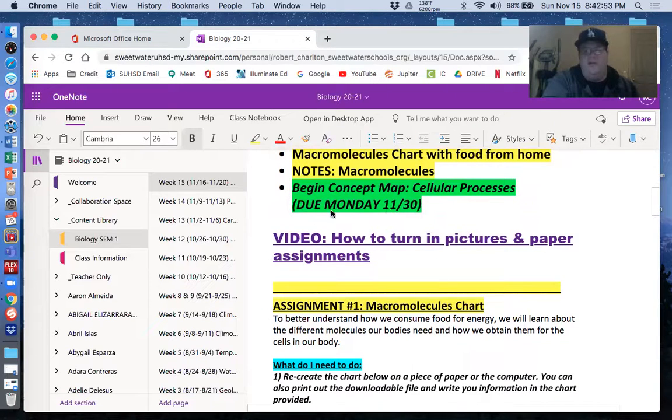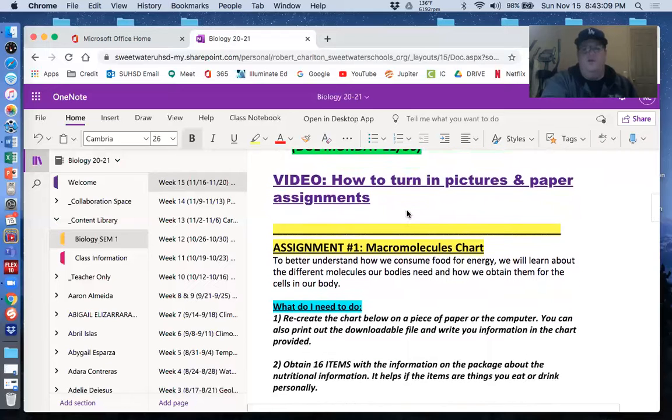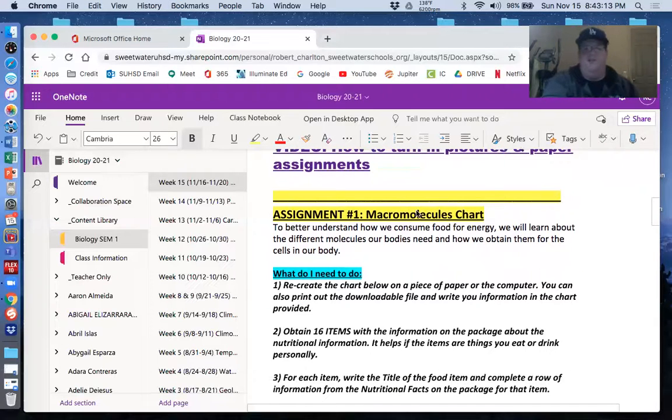All right. Now in green here, it says concept map. Now again, notice it's not due until the 30th. So that's not even next week, that's the week after. So you got some time on that, but you really should get started on it, because you don't want to wait till the last minute and have it be something rushed and you don't get full credit for it. You just don't want that to happen.